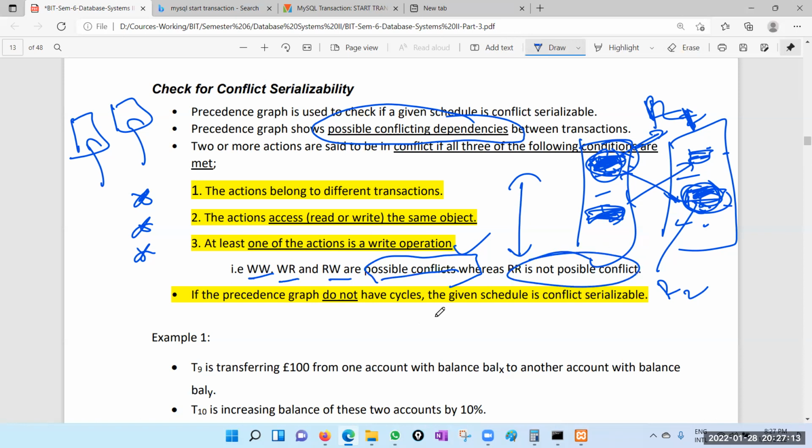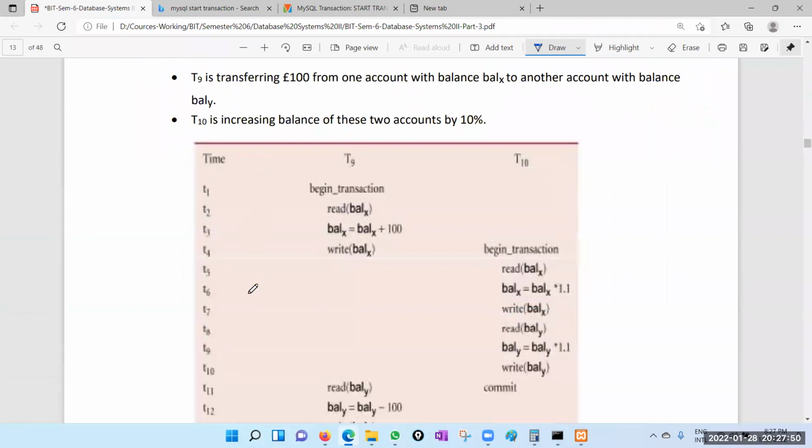Now there's a technique to check a schedule, a transaction schedule which has mixed different actions of different transactions. We can draw a precedence graph and check whether it is conflict serializable or not. It's very, very easy. Okay, so let's do an example.